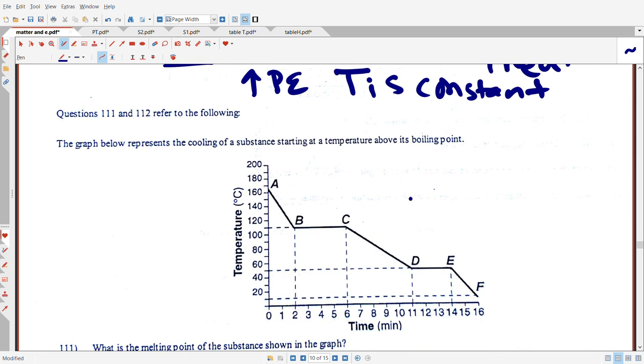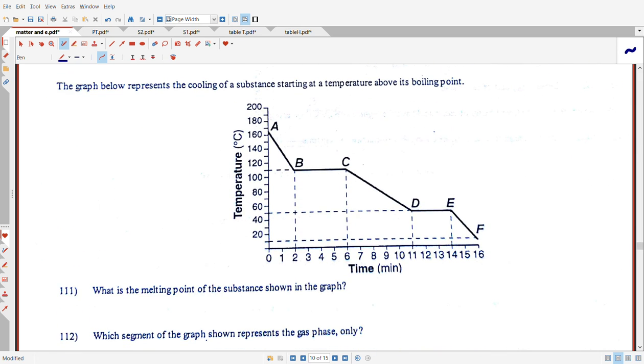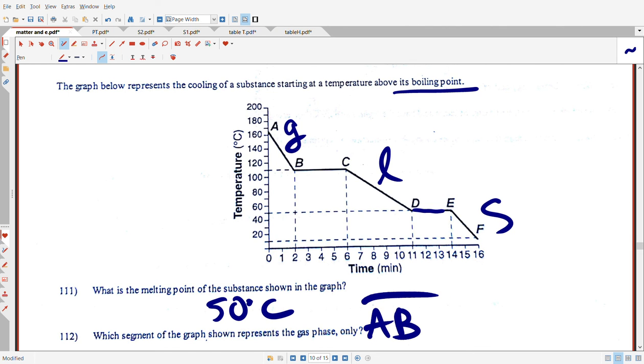Next one. What's the melting point? Now let's see. It's starting as a substance above its boiling point, so it's gas, liquid, solid. This is the full complete curve. What's the melting point? That's going from liquid to solid, so that's right there, and it's exactly on the 50 degrees, which is the gas phase only. We said that was AB.